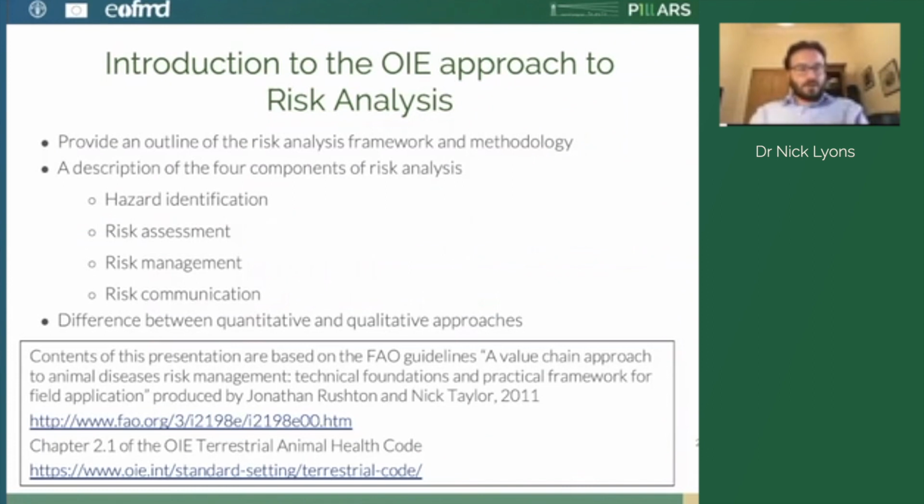The OIE approach to risk analysis provides an outline of a risk analysis framework and methodology which is recommended by the OIE. This framework has a description of the four components of risk analysis: hazard identification, risk assessment, risk management, and risk communication. I'm going to be going through these different components in this presentation. I'm also going to describe a little on the difference between quantitative and qualitative approaches to risk analysis.